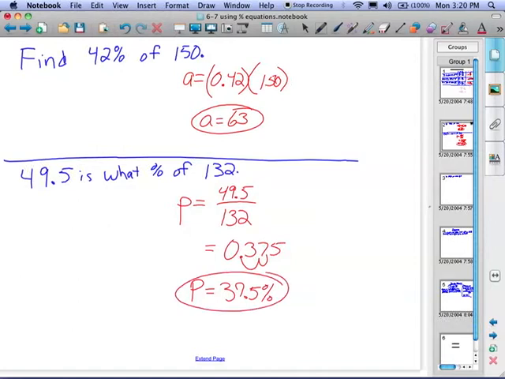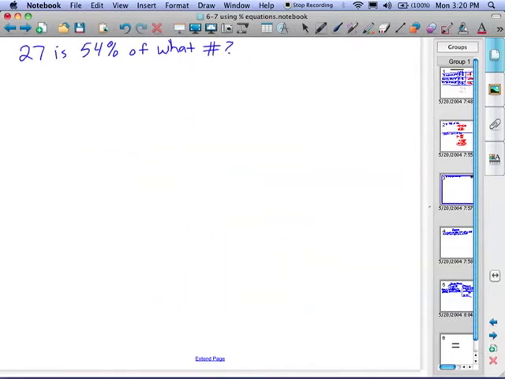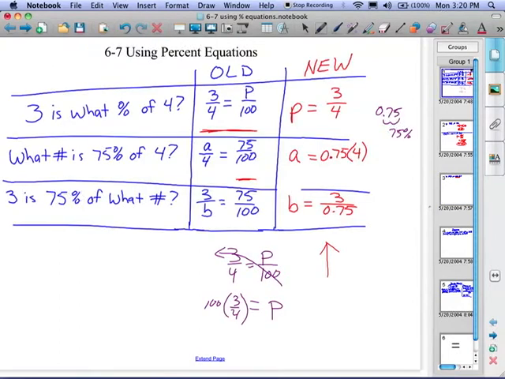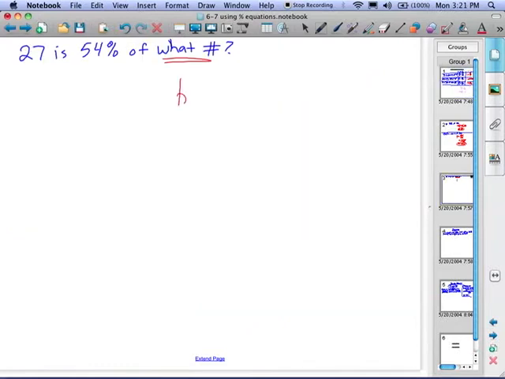37.5%. Moving on. 27 is 54% of what number? In this case, we're looking for the base, which is just like the last one. So b is equal to our part, whatever that number is, divided by the decimal form of the percent. B is equal to the part, 27, over the percent as a decimal, 0.54. And when you use a calculator to divide these out, the base ends up being 50. So 27 is 54% of 50.